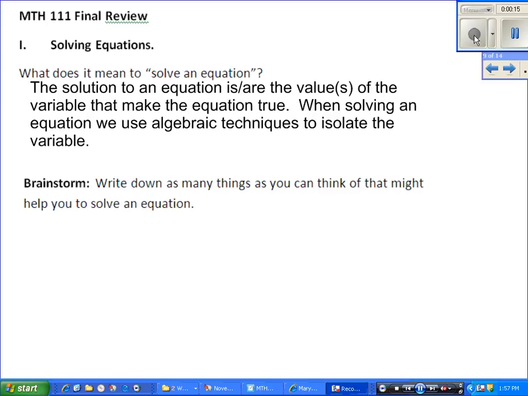In solving an equation, we're using algebraic techniques to isolate the variable. Which algebraic techniques we use depends on what type of equation we're looking at. And what we're doing are a lot of inverse operations. We're undoing things. So write down as many things as you could think of that might help you to solve an equation.